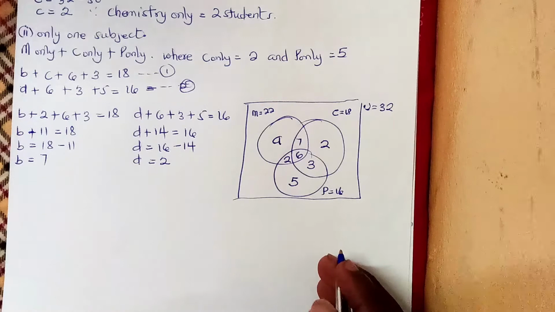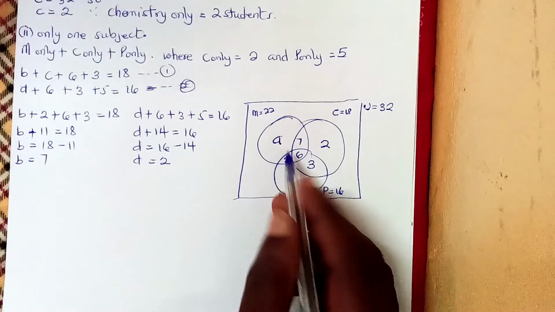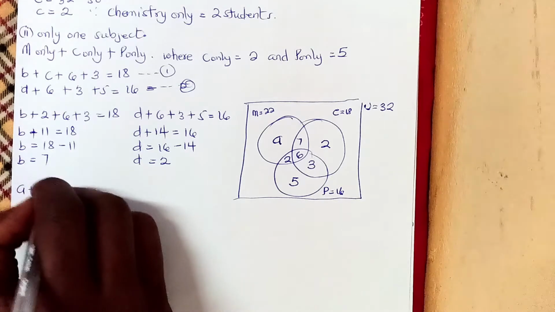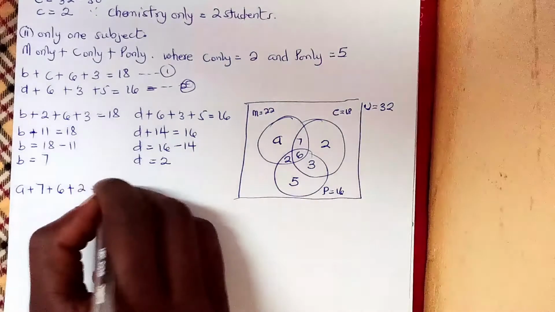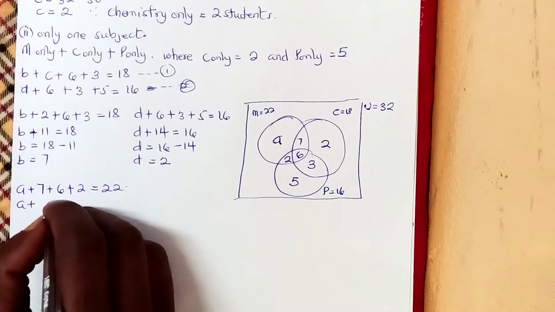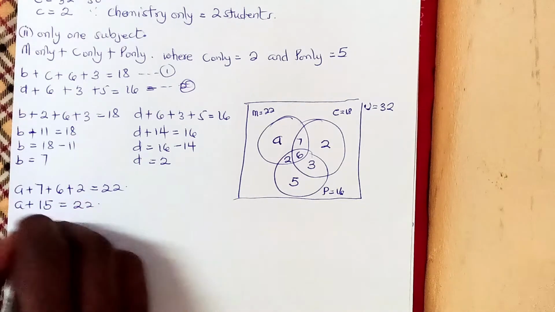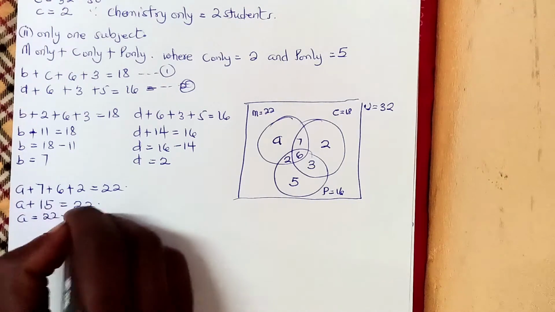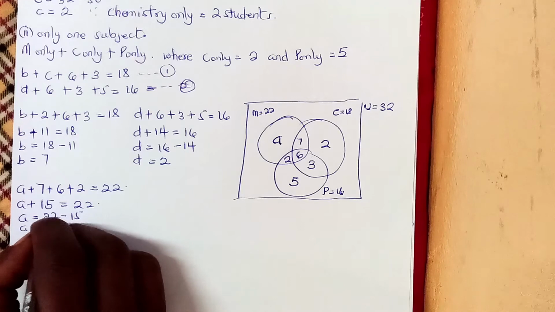Now let's find A. Since we have 1, 2, 3, 4, we can find A. Now we equate A plus 7 plus 6 plus 2 to 22. Therefore A plus, we are going to get 15 is equal to 22. For A is equal to 22 minus 15. For A equals 7.